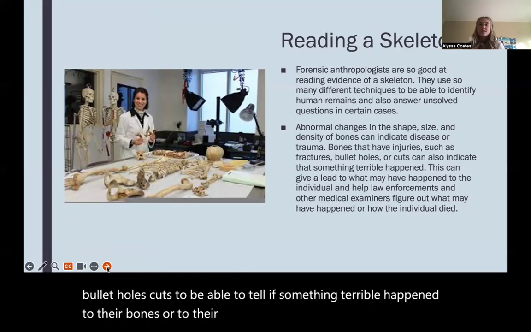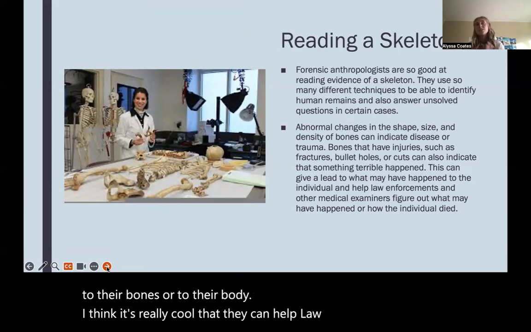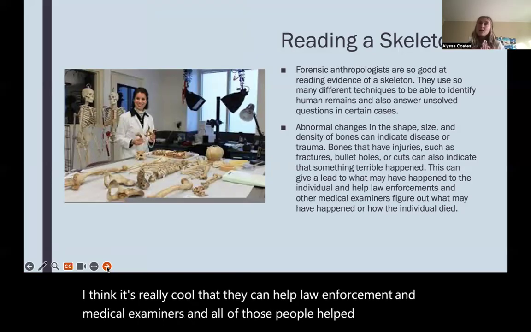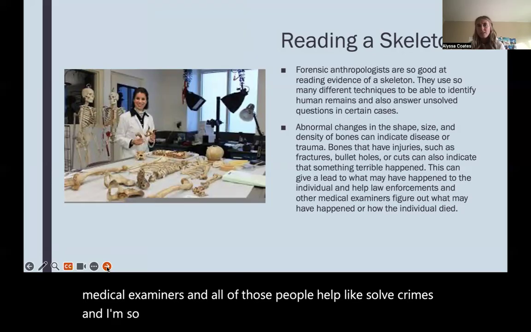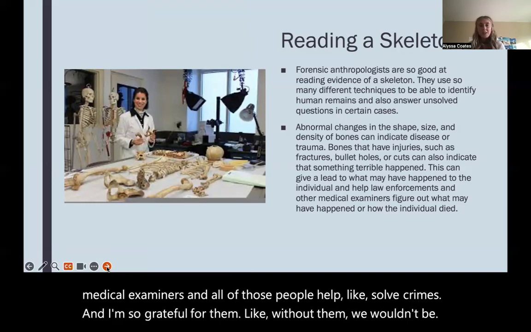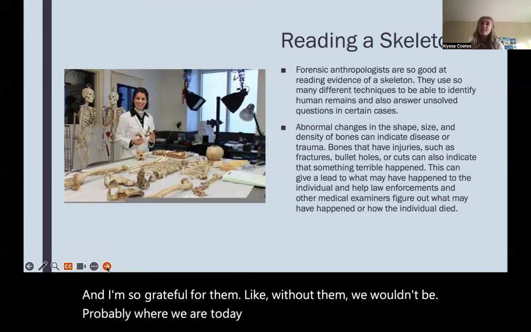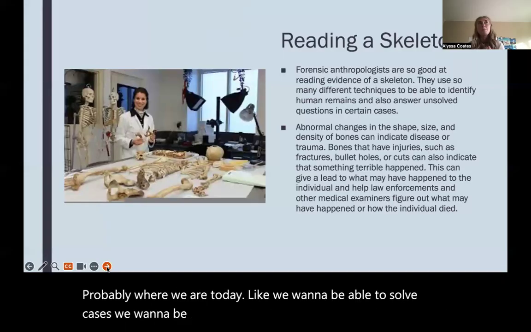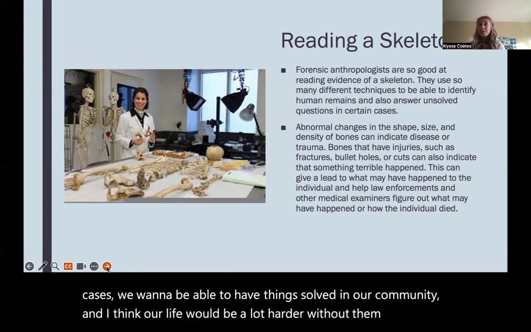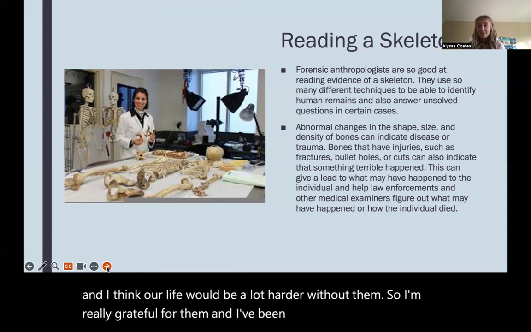I just think it's really cool that they can help law enforcement and medical examiners and all of those people solve crimes. And I'm so grateful for them. Without them, we wouldn't probably be where we are today. We wouldn't be able to solve cases, we wouldn't be able to have things solved in our community. And I think our life would be a lot harder without them. So I'm really grateful for them. And it's been really fun learning about them.